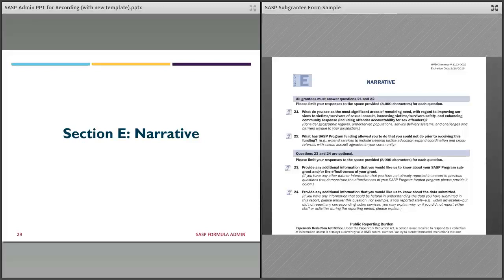For question 23, subgrantees are asked to provide additional information regarding the effectiveness of their SASP grant-funded program. This is also a spot that subgrantees might write about data or information that they did not already report in an answer to a previous question that might demonstrate the effectiveness of their SASP-funded program. This narrative question occasionally indicates reporting difficulties or misunderstanding. So please, as SASP administrators reviewing the subgrantee reports, do follow up with subgrantees if you notice anything in the narrative that suggests the subgrantees need assistance with the reporting form.